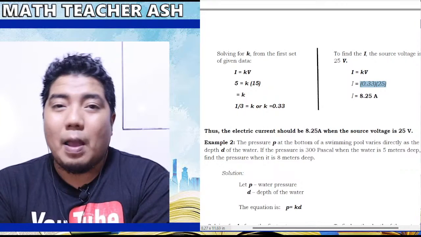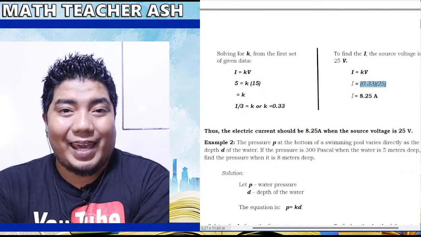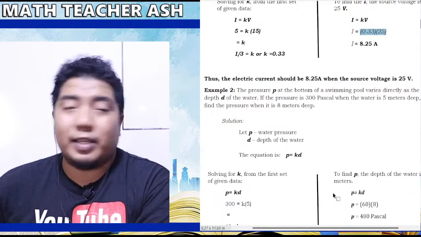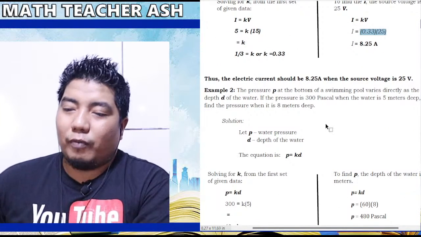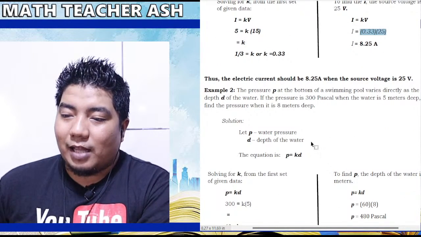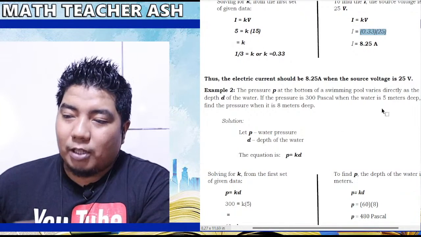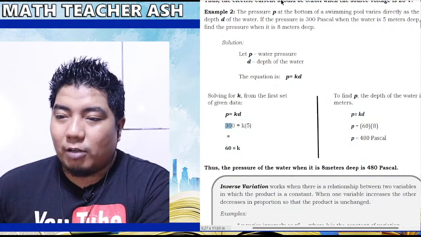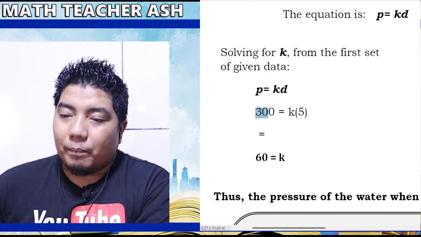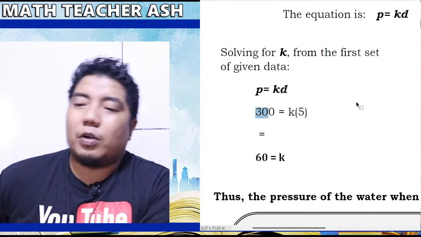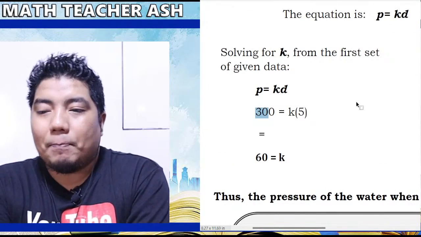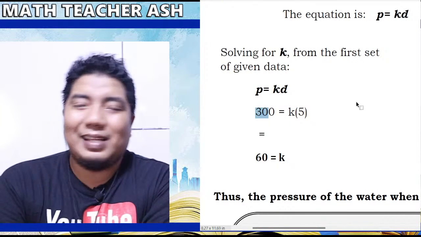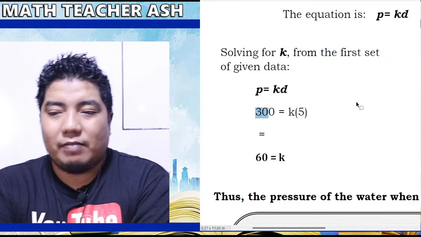So, you will have P is equal to KD, where P is the pressure and D is the depth of the water. And K, of course, is the constant. So, first given, binigay, P is 300 when 5 meters ang deep. So, therefore, you have 300. Okay, palakihin ulit natin. You will solve for the K. Ayan. Okay, so you will solve for the K. So, P is 300, your K is unknown, and then your D is, or your depth is 5 meters.